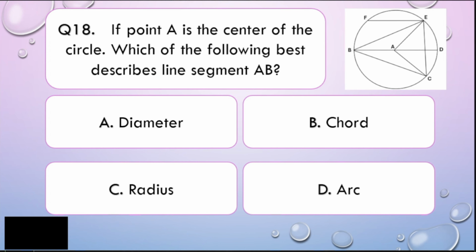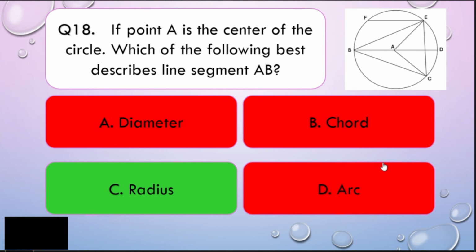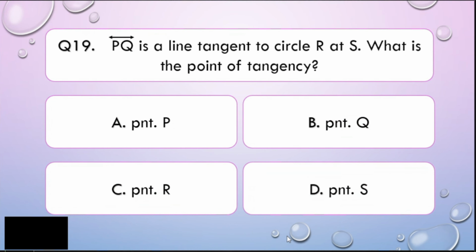All right, math learners, this is very, very easy. Why? Because a segment that has one endpoint on the circle and the other endpoint at the center of the circle is the definition of, all right, very good, that is radius. Easy, right? Very easy, my dear math learners. Now let us go to question number 19. Line PQ is a line tangent to circle R at S. What is the point of tangency? Is it A, point P, B, point Q, C, point R, or D, point S? I'll give you 5 seconds to think about your answer.